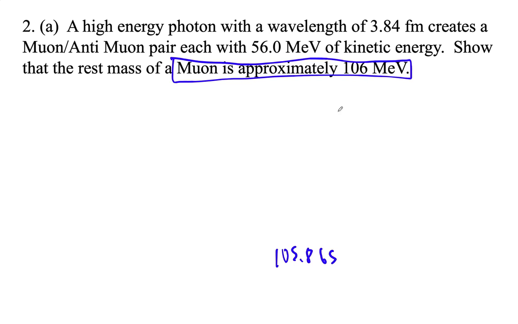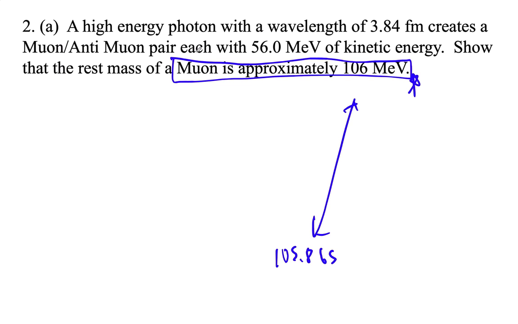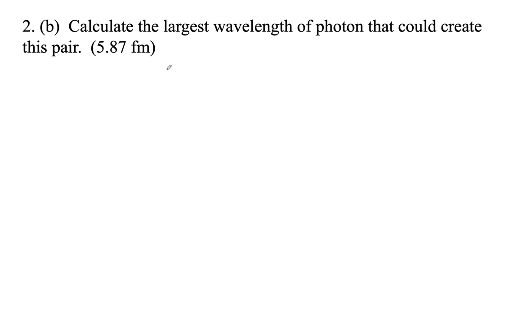Okay. Usually, the question is which one of these values should we use? Usually you go with the one that IB gives you, right? So let's go with that one. Now, the largest wavelength of photon, largest wavelength means smallest energy, right? Well, the smallest energy possible is the one that can just simply create the muon-anti-muon pair. So that energy is going to be 2 times 106 MeV.